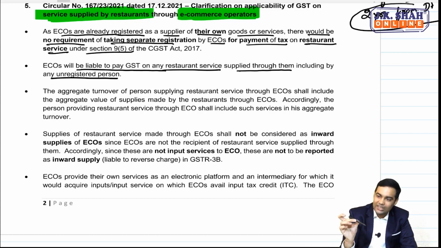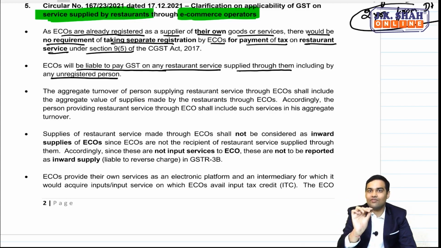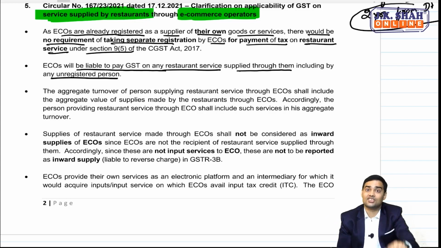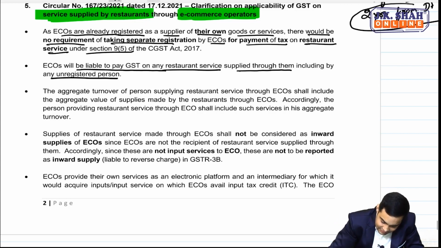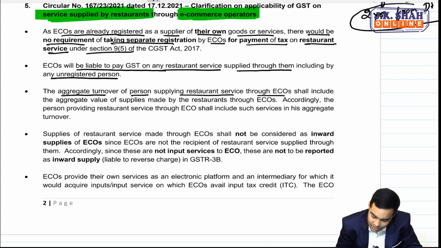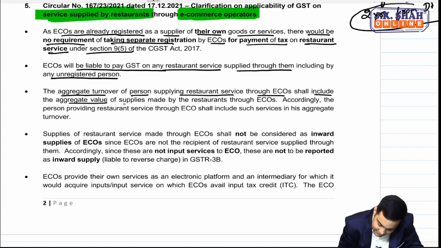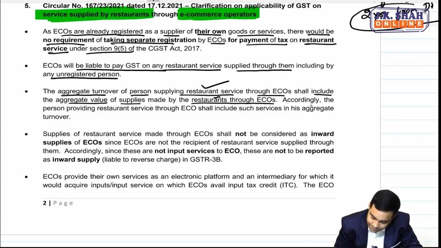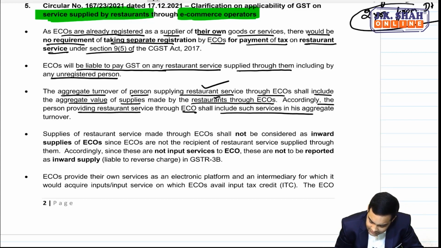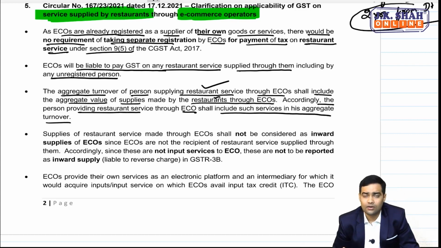Restaurant supplying through Eco, it will be turnover of Eco or restaurant? Winning answer is restaurant. Let's see. The aggregate turnover of a person supplying restaurant service through Eco shall include aggregate value of supplies made by restaurant through Eco. So it will be included in the turnover of restaurant. Accordingly, the person providing restaurant service through Eco shall include such services in his aggregate turnover. Sir, why is it useful?